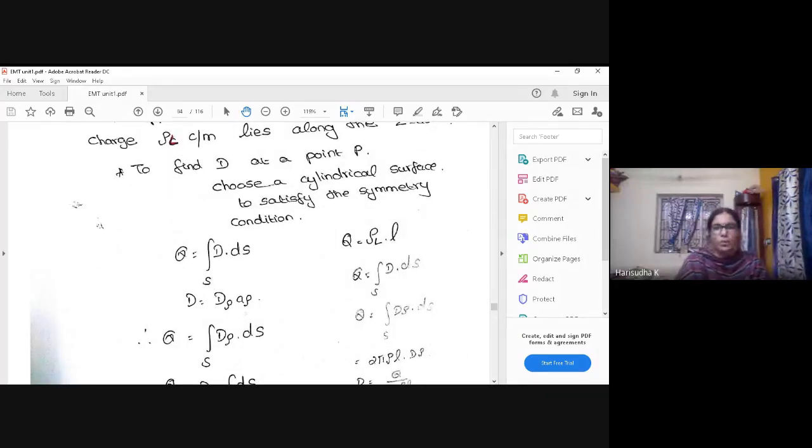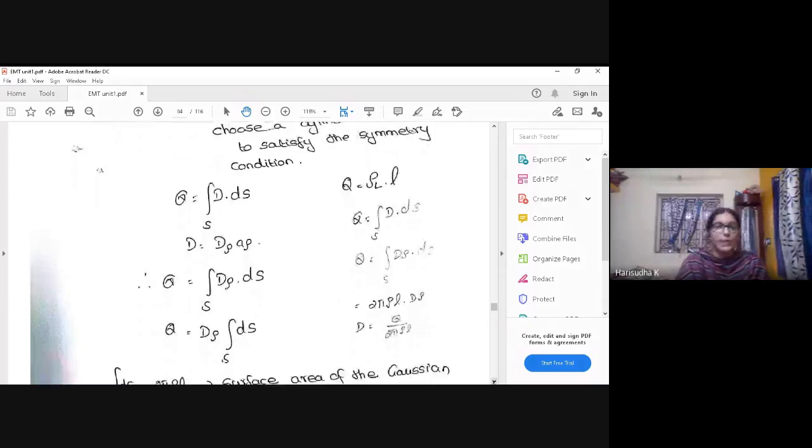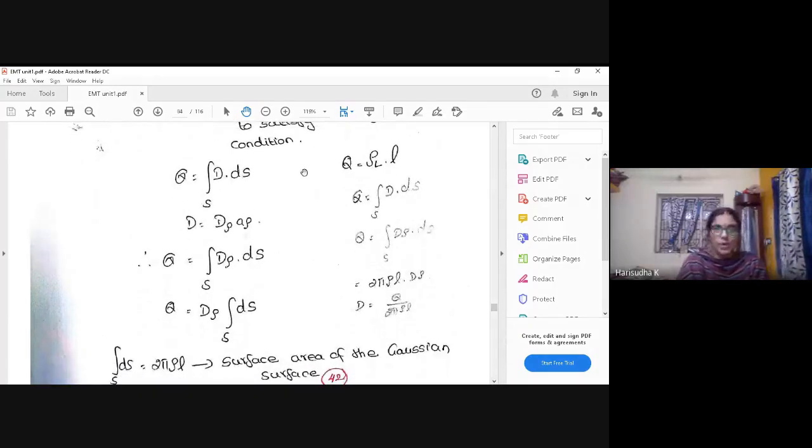Therefore, there are two equations over here. The general expression for Gauss law is Q is equal to the surface integral of D dot dS. But here in the application, I have taken an infinite line. Therefore, the charge Q for an infinite line will be equal to rho L into L. Now D can be written as D rho into A rho. Why D rho into A rho? Why does the suffix rho come? How did D change to D rho?